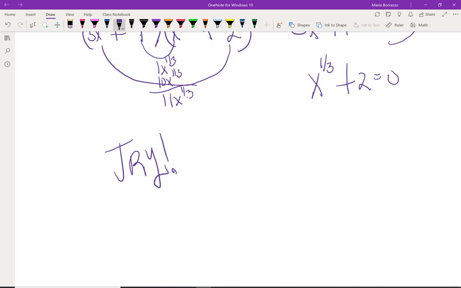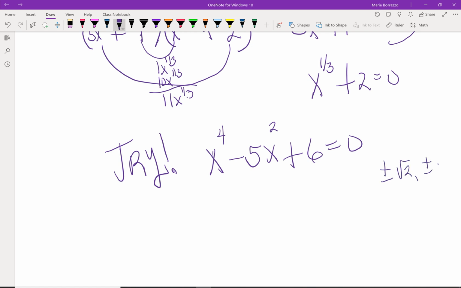You should have, in this case, x to the fourth minus 5x to the second power plus 6 equal to 0. All right, so just go ahead and try that one. When all is said and done, your final answers should be plus and minus square root of 2 and plus and minus square root of 3.